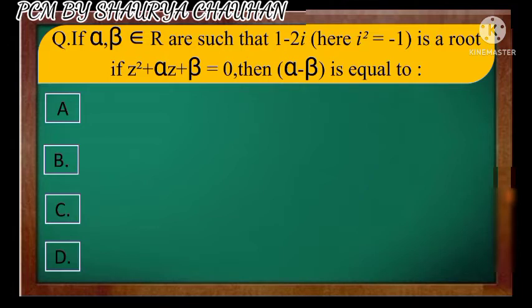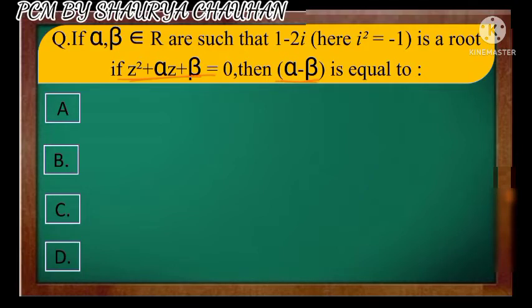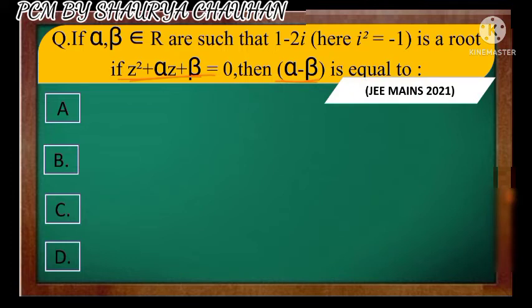Here we are given that 1 minus 2 iota is the root of this equation. So now we have to find alpha minus beta. Now let's see the options. Firstly, we have to know in which year this question came. So this question came in JEE Mains 2021, meaning this question is fresh. The options are 7, minus 3, 3, minus 7. I am giving you 50 seconds to do this question. Your time starts now.